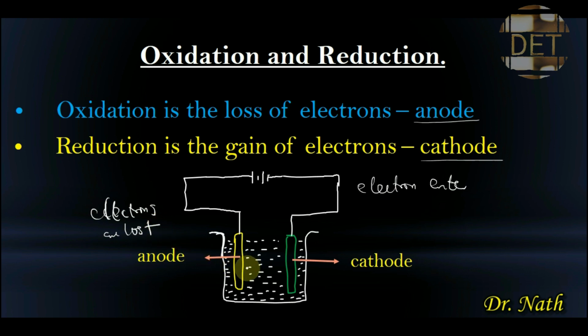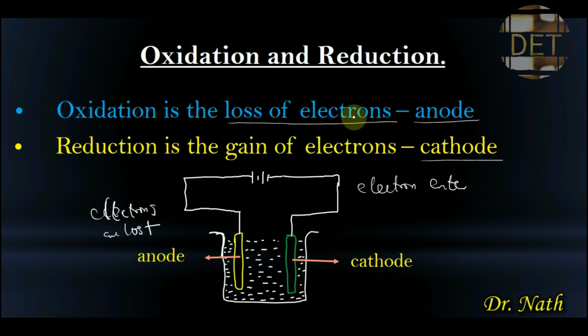The electrons that have entered into the electrolyte will leave the electrolyte through this anode. So oxidation will occur at the anode because it involves loss of electrons. The electrons are conducted out, so oxidation will occur here, while reduction will occur here because there is gain of electrons, or because electrons are entering into the cathode. So this is very important.